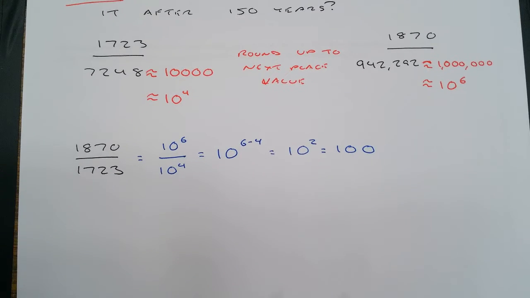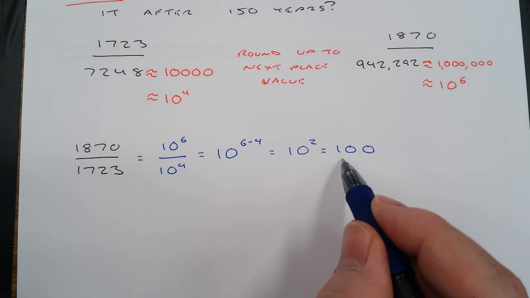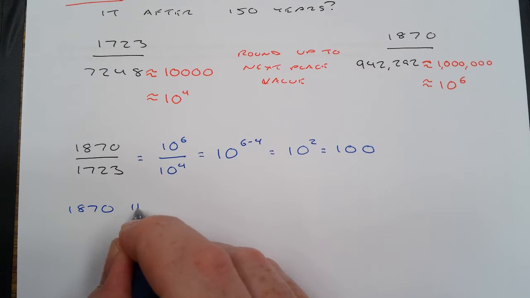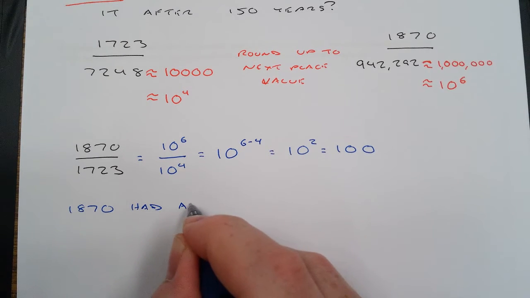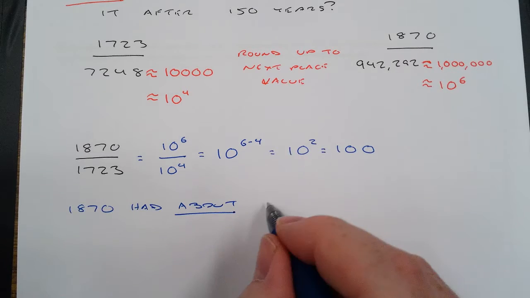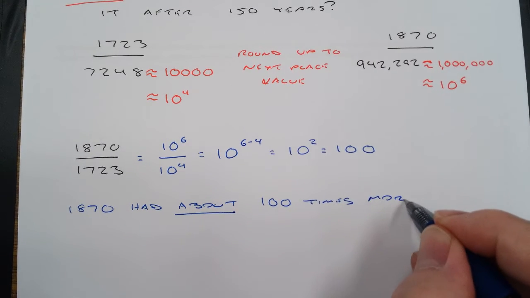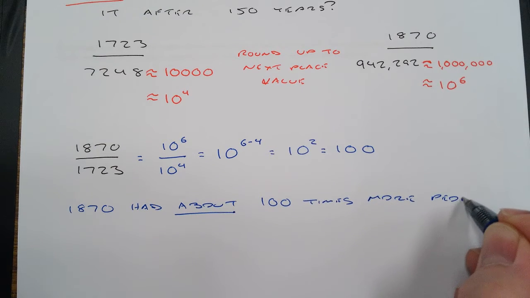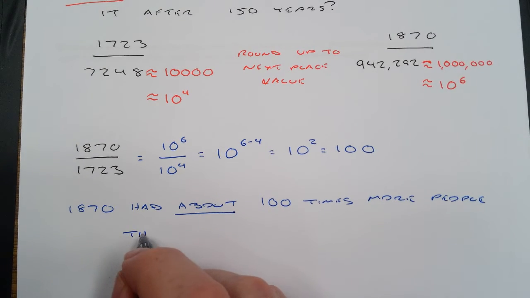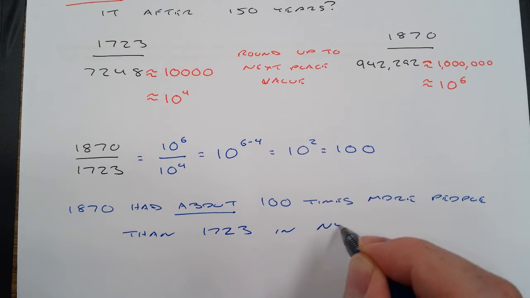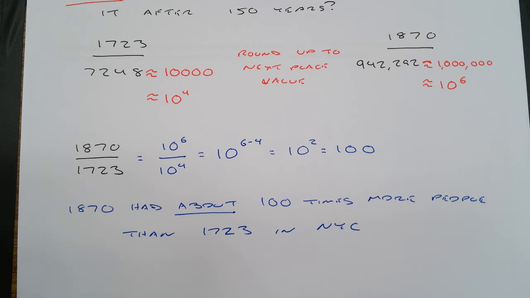So our solution is 100 times as many. So we say 1870 had about 100 times more people than 1723 in NYC, New York City. That's your answer. So it's about 100 times.